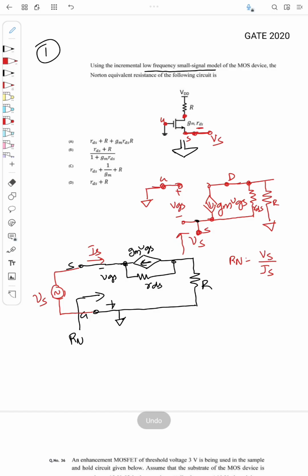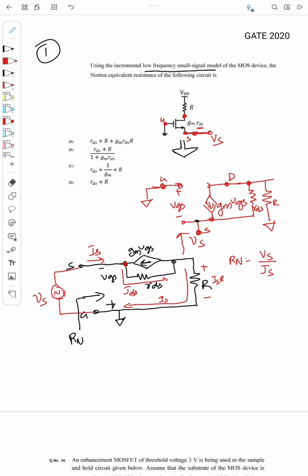From the circuit, Is is flowing here and it will reach this node. There is a current from this gm VGS coming from the right end, so there will be a flow of current like this through RDS. I will call it IDS. And from here there will be a current flow like this. What will be this current? This will be the same as Is, right, because the same current should reach back to this source. So this is again Is, and because of this there will be a voltage drop like this, Is into R.